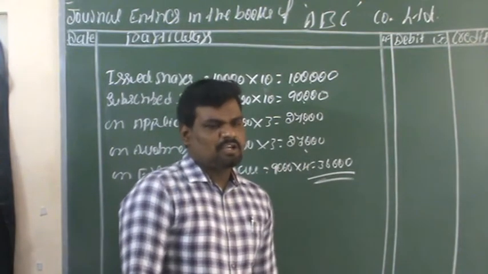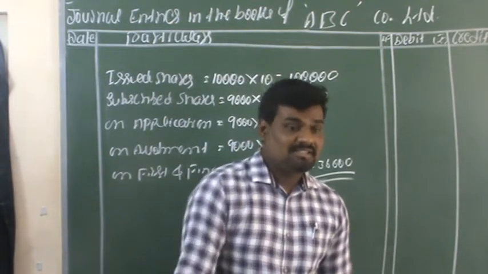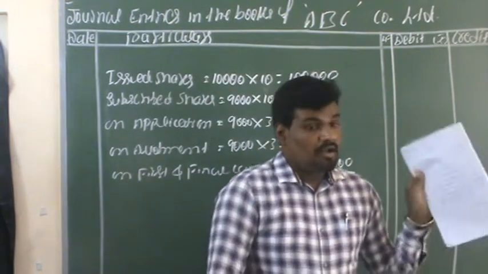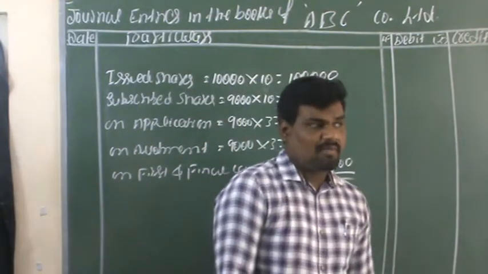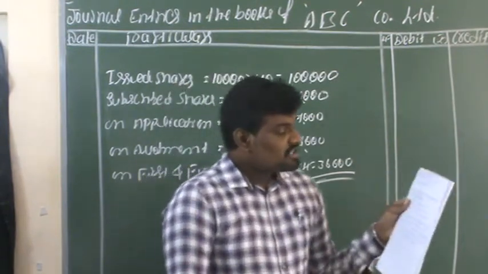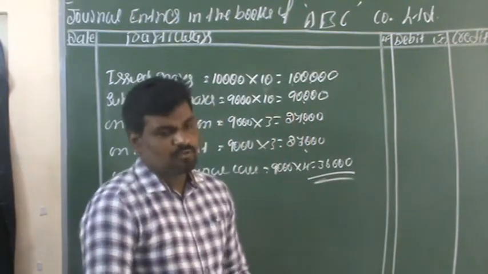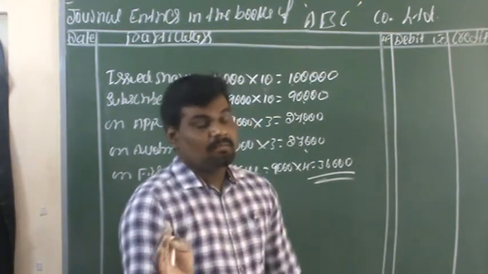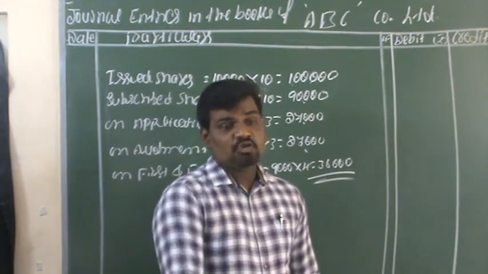At the time of issue of shares, there are different stages of payment. First, rupees 3 per share on application, and rupees 3 per share on allotment. Then rupees 4 per share on first and final call. So application 3, allotment 3, that is 6, plus 4 at the first and final call, 6 plus 4 is 10. The value of each share should be 10 rupees only.